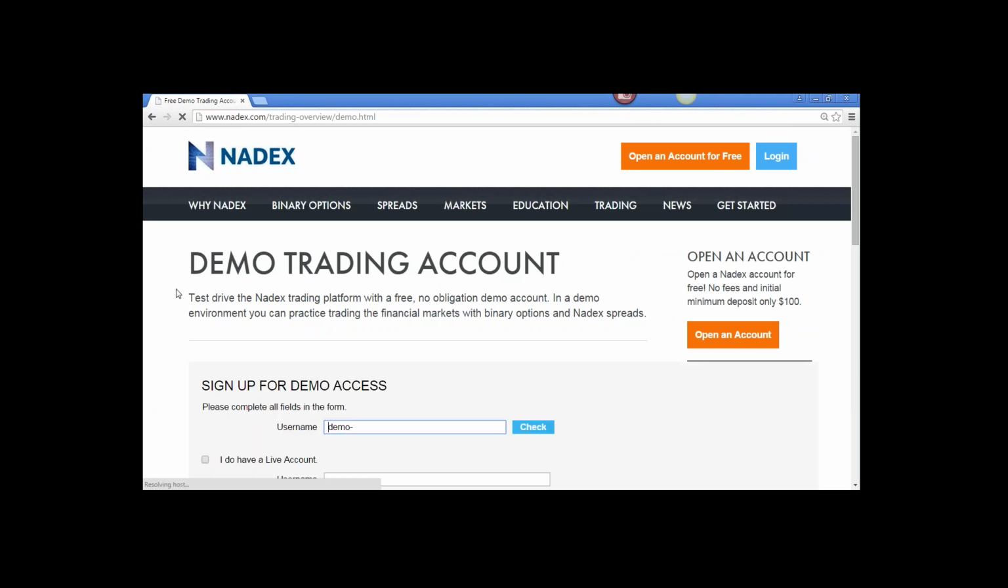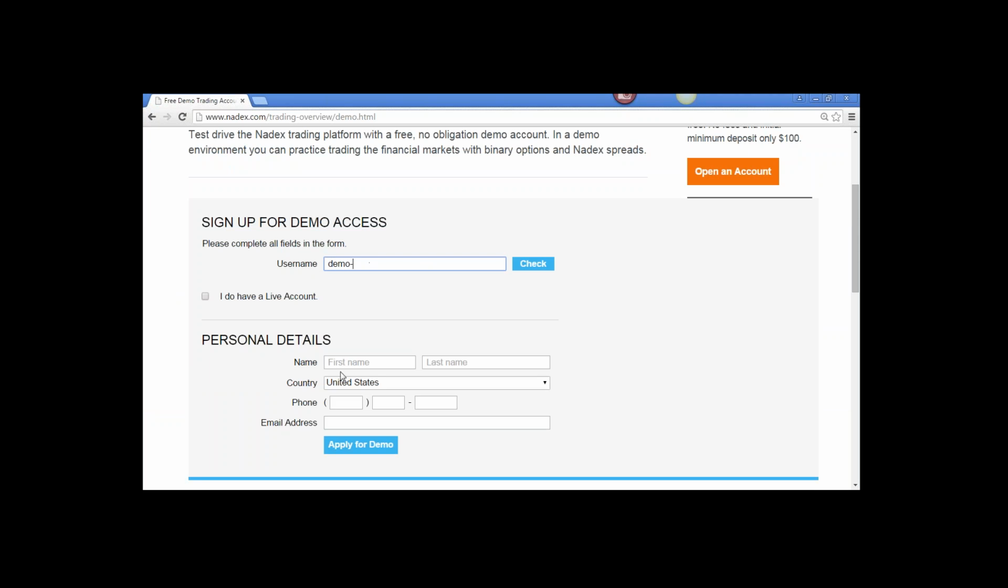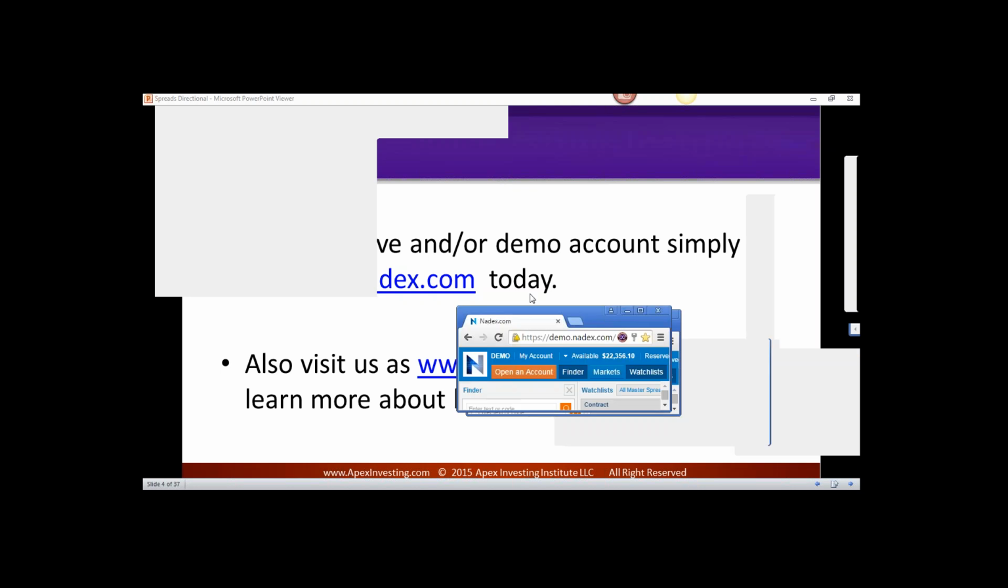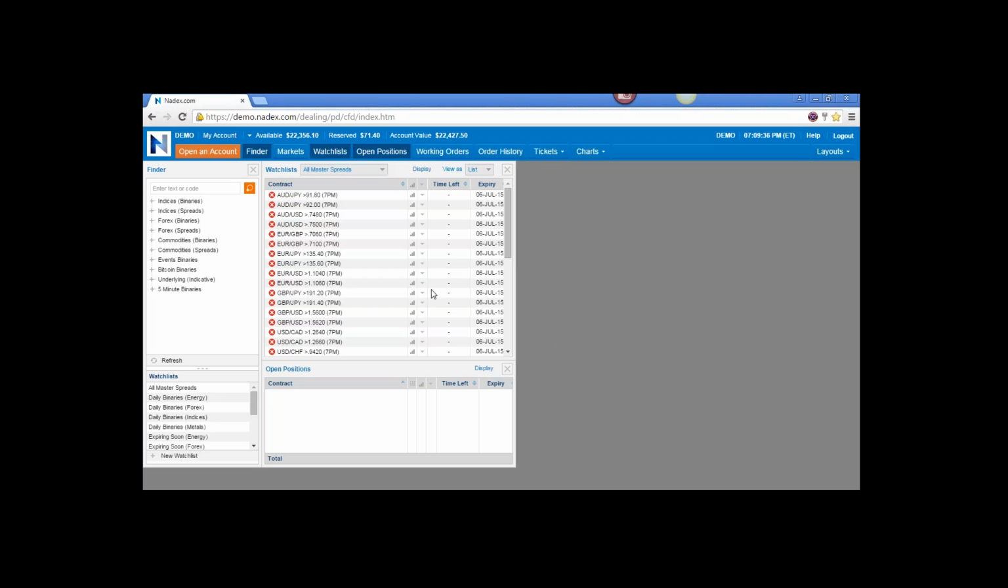It's real easy. You don't have to give out a whole lot of information. Choose a username, first and last name, phone number, and email address, and that's it, okay? They'll shoot you an email that will give you a temporary password, and once you have that, you'll be able to use your username and temporary password to log into the demo Nadex platform. When you open a brand new demo account, they'll give you $25,000 of demo play money in there. It helps you get used to the platform, used to entering and exiting orders.